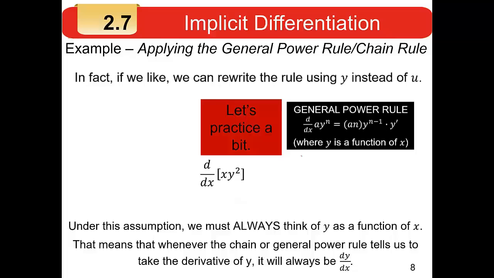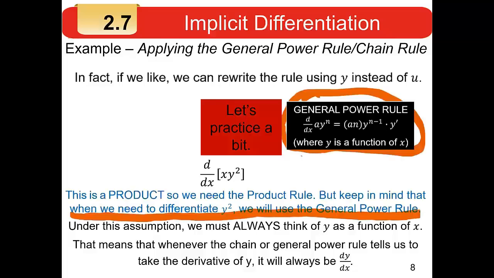One more. What if I ask you to find the derivative of this product, x y squared? Well, because it's a product, you're going to have to apply the product rule. But within that product rule, one of the factors, the y squared, has a y in it. So when you get to the part of the product rule that requires you to take the derivative of the second term, that's when the general power rule kicks in.